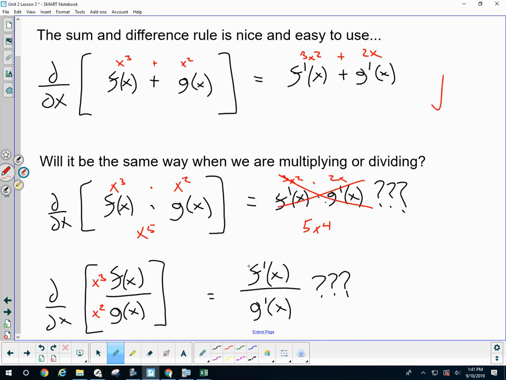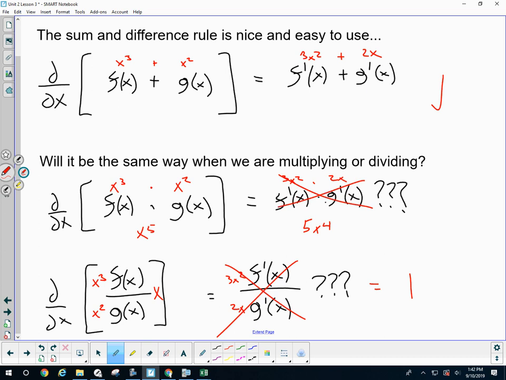And let's see. If I take 3x squared and divide it by 2x, will that get me the same as if I simplify this first, then take the derivative? Well, x cubed divided by x squared is just x. If I take the derivative of just x, I should just get 1. But 3x squared over 2x is 3 halves. So that is also wrong.